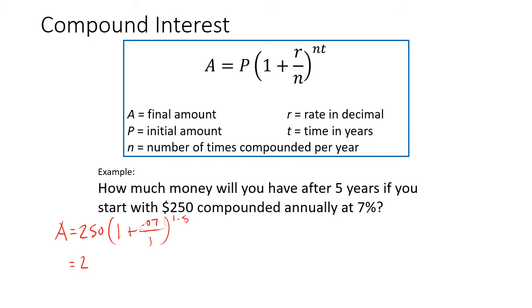So this would be 250 times 1.07, right? I just cleaned that inside part up, to the 5th power. And when you multiply that out, you should get $350.64, which seems kind of like a lot of money. That's a pretty good amount. A 7% interest rate is pretty high, so it makes sense that you would earn a little over $100 in 5 years.